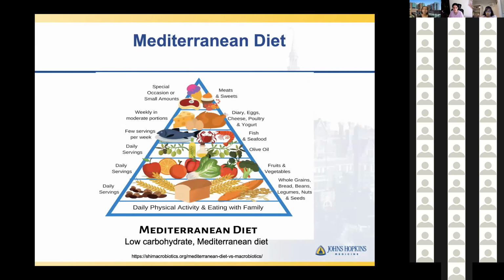And so to discuss the weight loss, there has been data that shows a low carbohydrate Mediterranean diet decreases levels of intrahepatic fat. So that is the diet that we recommend for patients, which is opposite of the Western diet, where we have high levels of fruits, vegetables, whole grains, low consumption of red meats and sugar and sweets, and moderate consumption of dairy, eggs.